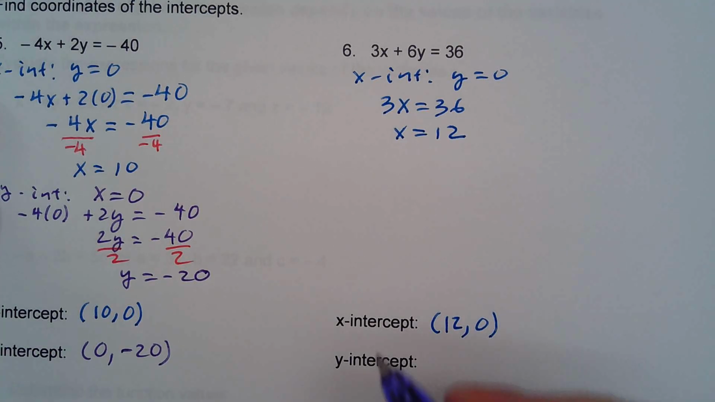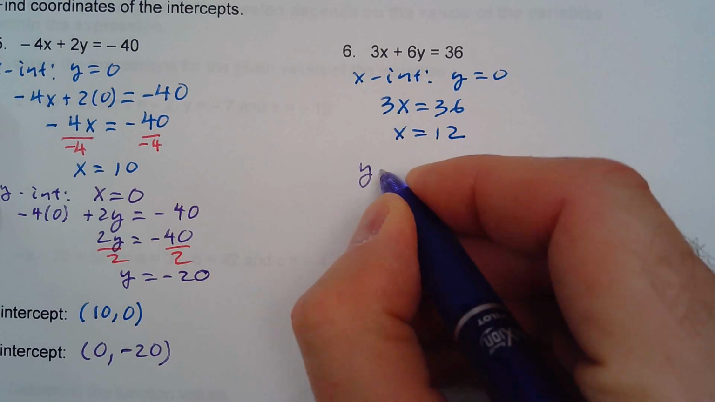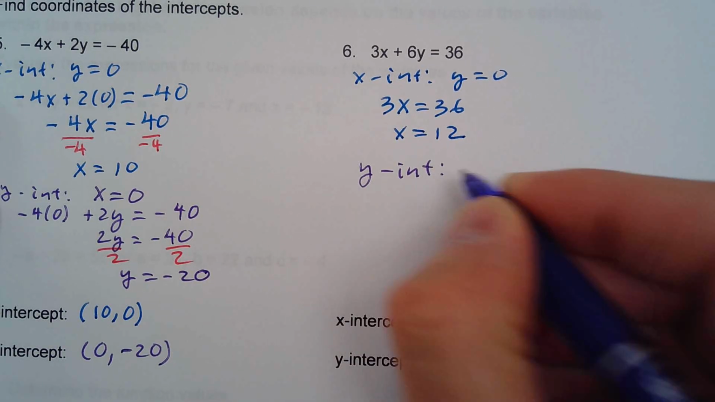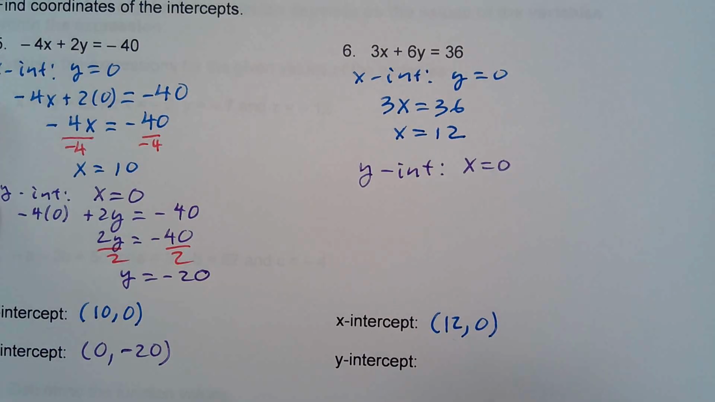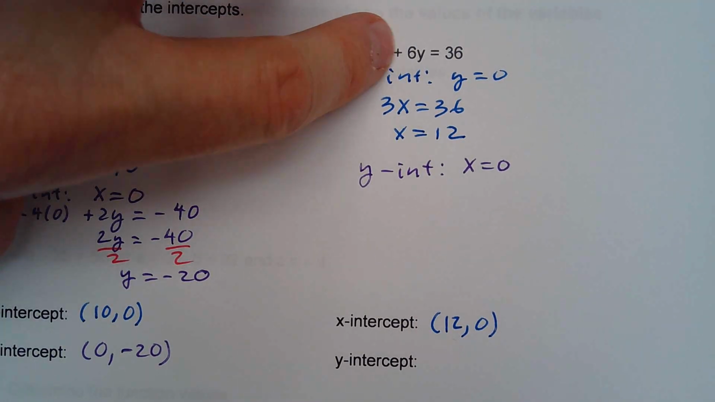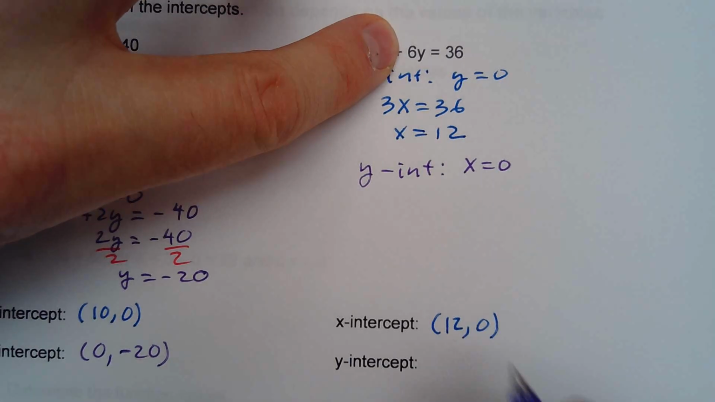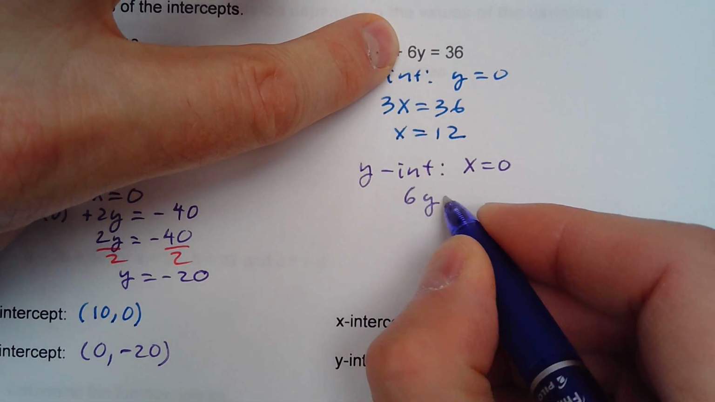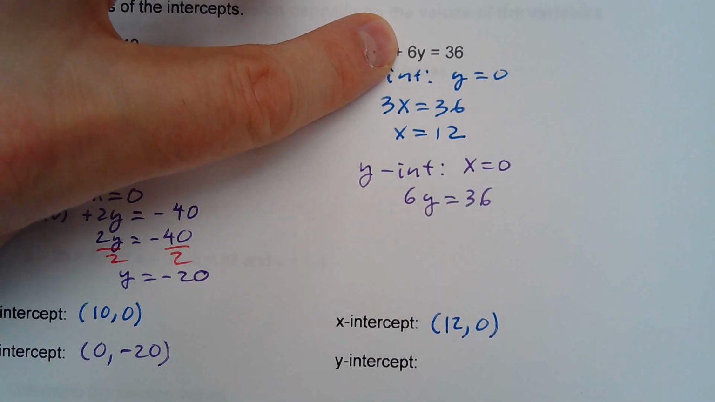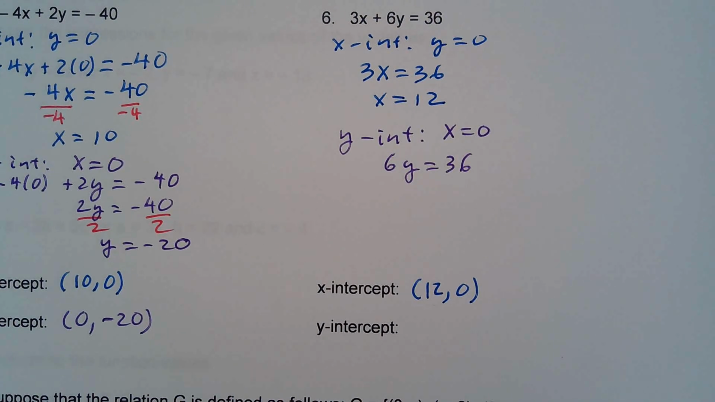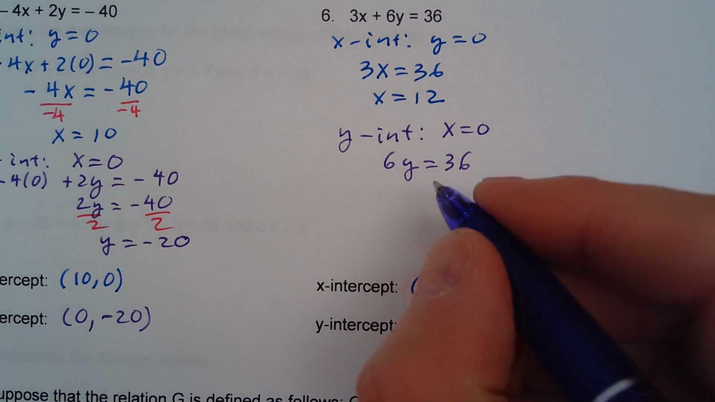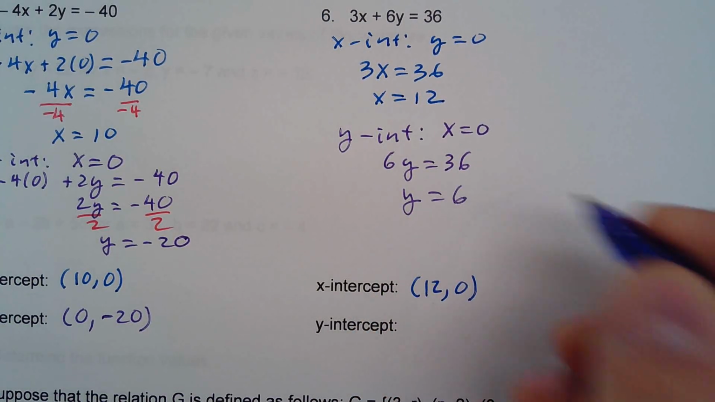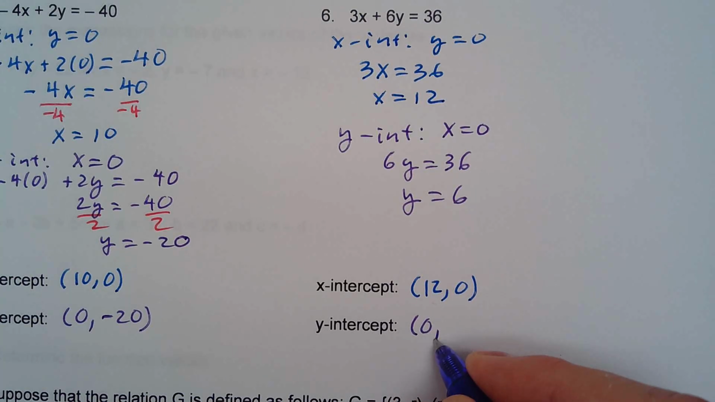And to get my y-intercept, I'm going to set x equal to 0 again. This term's going to disappear. Just leave me with 6y equals 36. If I divide both sides by 6, I get y is 6. So that point would be 0, 6.